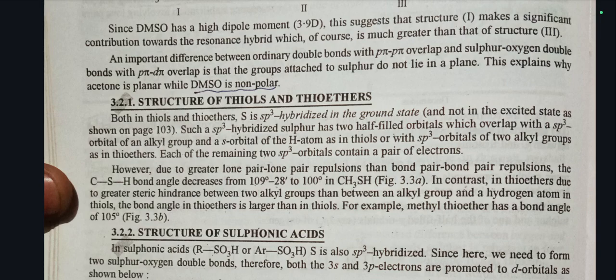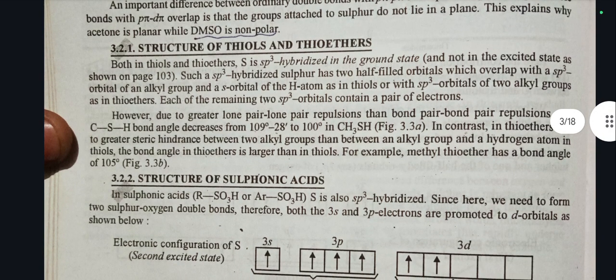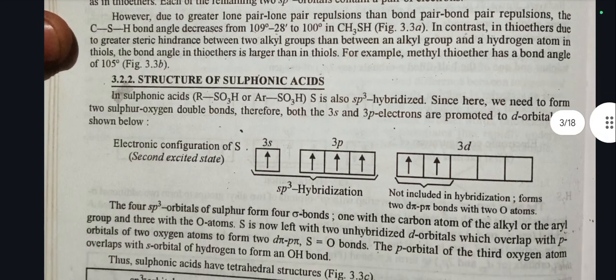However, due to greater lone pair repulsion than bond pair repulsion, the CSH bond angle decreases from 109 degrees 8 minutes to 100 degrees in CH3SH. In contrast, in thioethers, due to greater steric hindrance between two alkyl groups than between an alkyl group and a hydrogen atom in thiols, the bond angle in thioethers is larger than in thiols. For example, methyl thioether has a bond angle of 105 degrees.